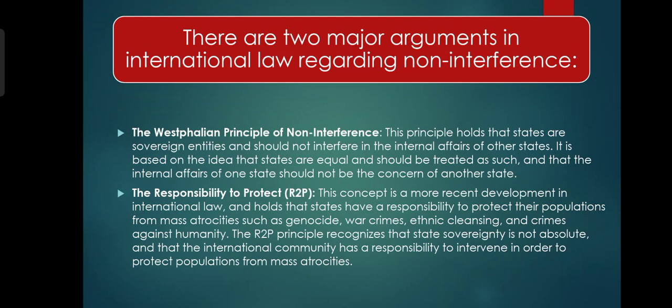Let's discuss the second principle, the responsibility to protect, R2P. This concept is a more recent development in international law and holds that states have a responsibility to protect their populations from mass atrocities such as genocide, war crimes, ethnic cleansing, and crimes against humanity. The R2P principle recognizes that state sovereignty is not absolute and that the international community has a shared responsibility to intervene in order to protect populations from mass atrocities.